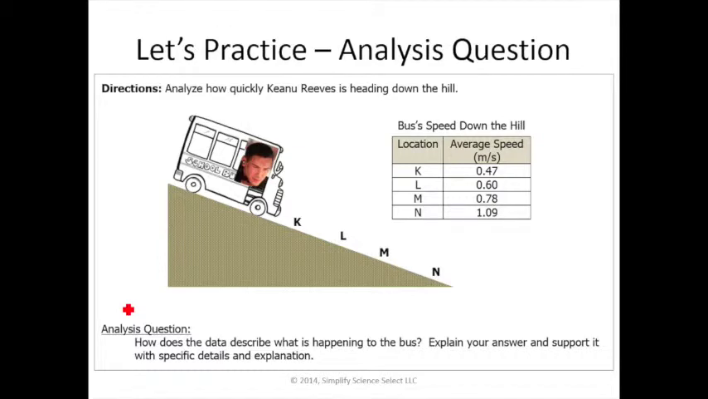So let's look at an example. Let's practice. So the question here is analyze how quickly Keanu Reeves is heading down the hill. So we have a diagram here. We have different locations and different speeds. The analysis question is, how does the data describe what is happening to the bus? Explain your answer and support it with specific details and explanation.